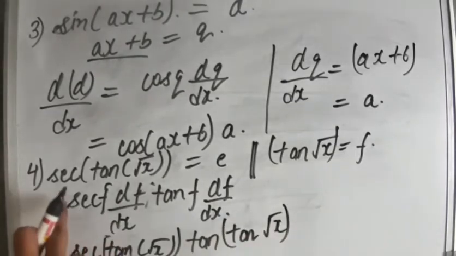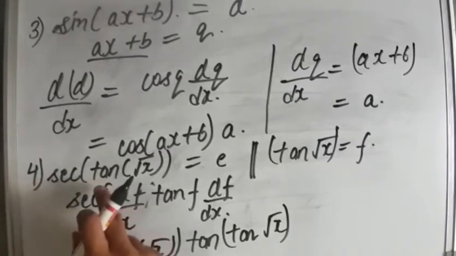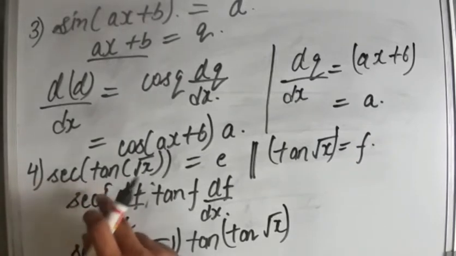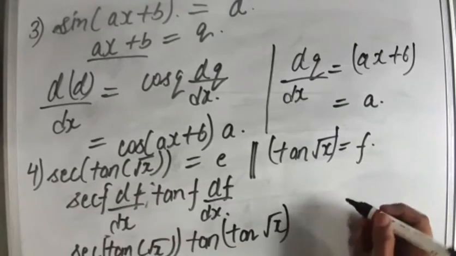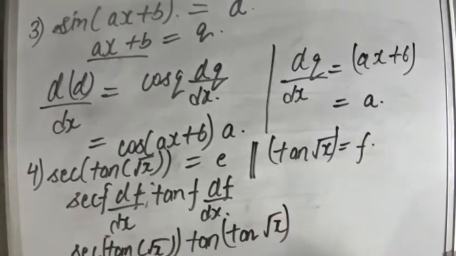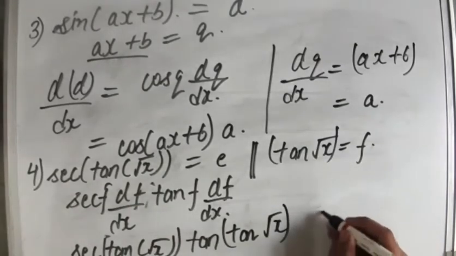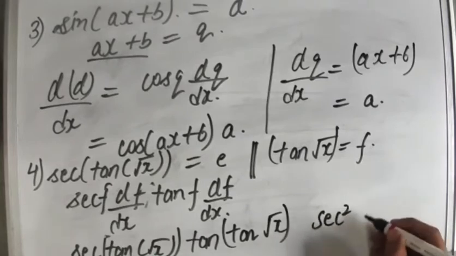This was differentiation of only secant. Now we need to go with differentiation of tangent root x. So what is differentiation of tangent root x? Tangent differentiation is secant square root x.